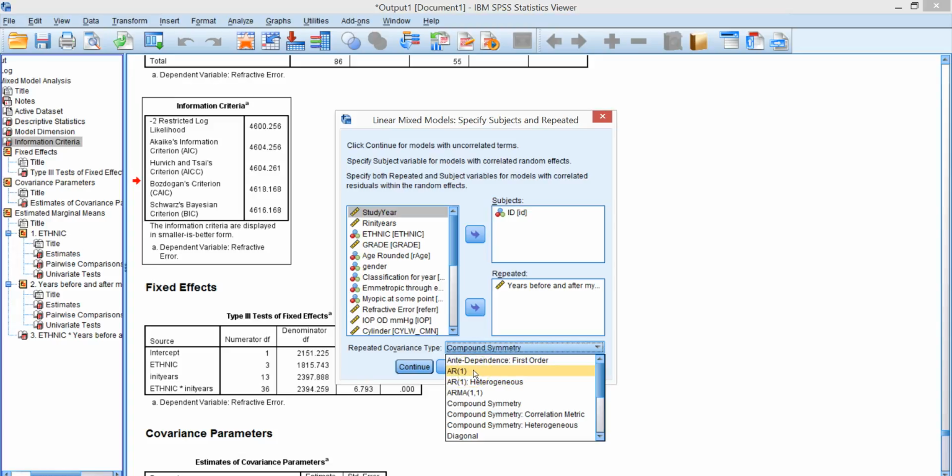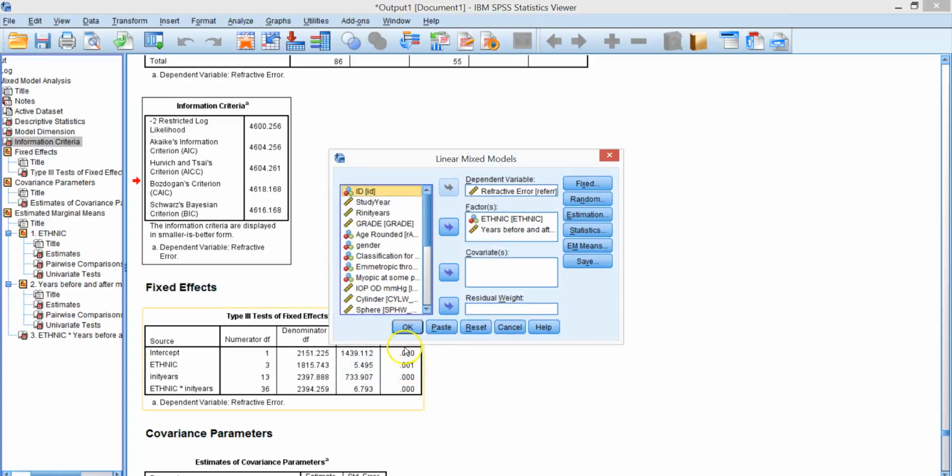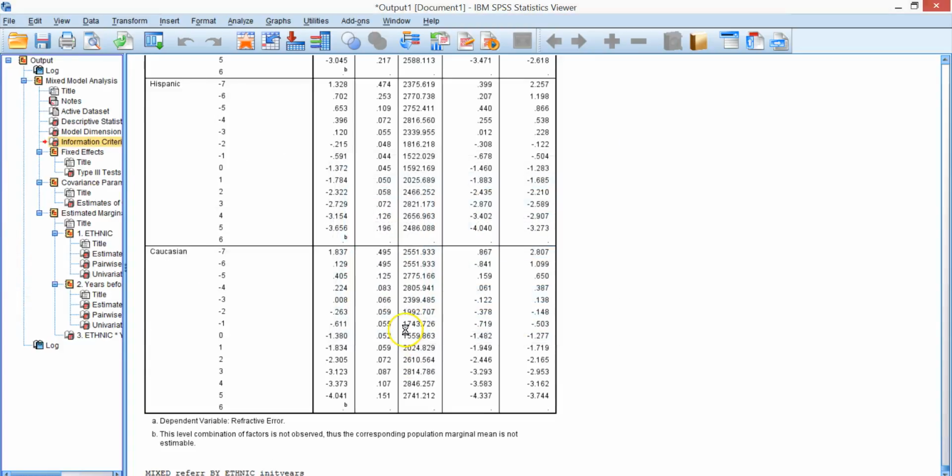Now, this, again, picks one that's good across all ethnicities. We could go to this model, which calculates the one for each pair of years plus the ethnicity. It's just a more complex number. So we're going to go with the simpler model. So I'm going to pick that, continue. Everything else is the same. We'll see what we get.